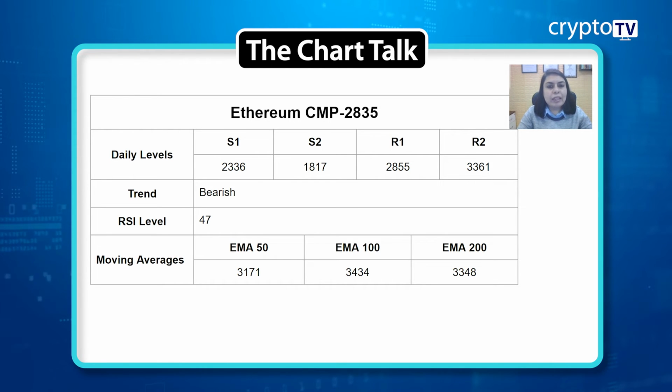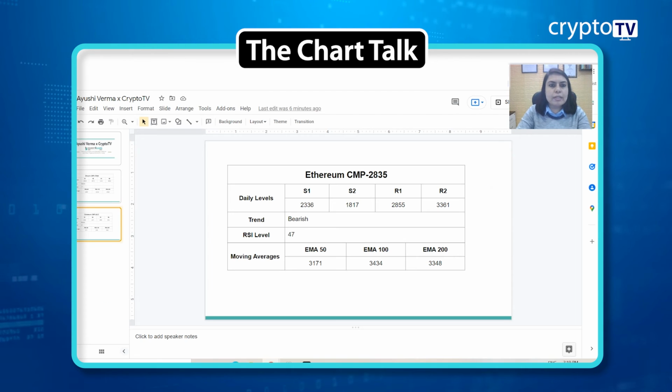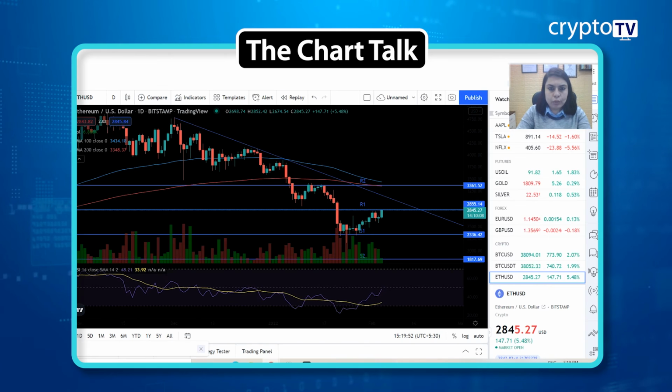Also here, the 50 EMA stands at 3,171, the 100 EMA stands at 3,434 and the 200 EMA stands at 3,348. The daily support and resistance levels are: support 1 stands at 2,336, support 2 stands at 1,817, resistance 1 stands at 2,855 and resistance 2 stands at 3,361. The current market price is lower than the moving averages, the same situation we have seen in the case of Bitcoin. That also tells us that the trend is in a downtrend.